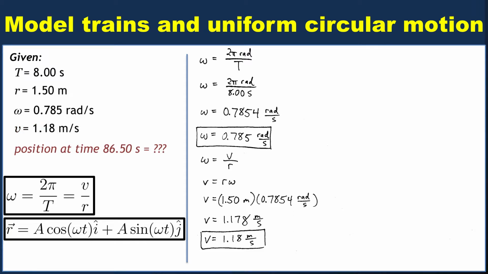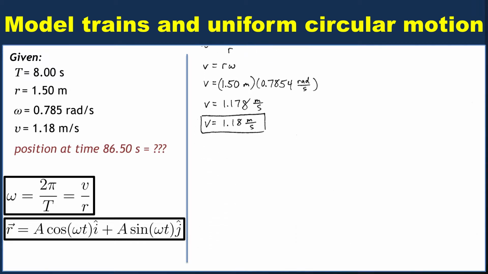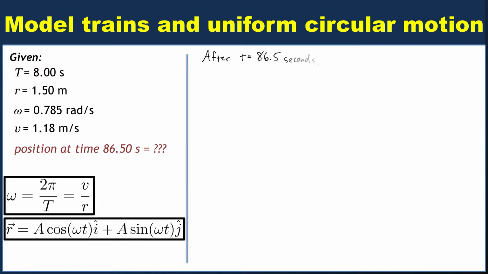Now we're going to go through and calculate the train's position at time 86.50 seconds. After that amount of time, the first thing we can figure out is just how many times has the train gone all the way around the track? How many complete circles has it filled out? Well, the number of complete circles will be this ratio, the time to the period of the train's circular motion, but you have to be careful because generally speaking, that won't be a whole number. So if you want the number of complete circles that have been finished, you ought to round down to the nearest whole number.